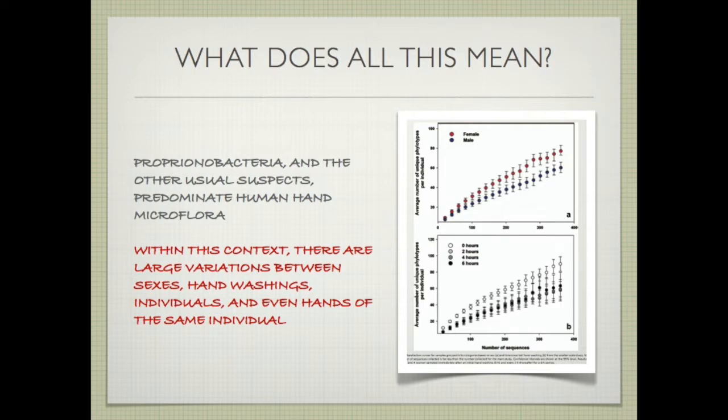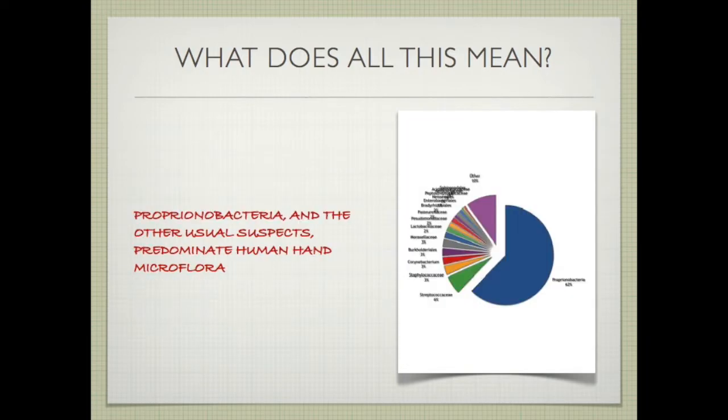There's large variation between the hand microflora, between males and females, between how long you've washed your hands, between individuals, and even between the two hands of the same individual. Now, if you go back to this, it's not the Propionibacteria that are any different, right? And it's probably not even these things down here. It's these organisms in the other category that are the primary differences, except between sexes. This is where most of the diversity is, right? This is most of the organisms, but this is where most of the diversity is, because this whole other is primarily a category of one or two sequences collected, and that would be very different from person to person.